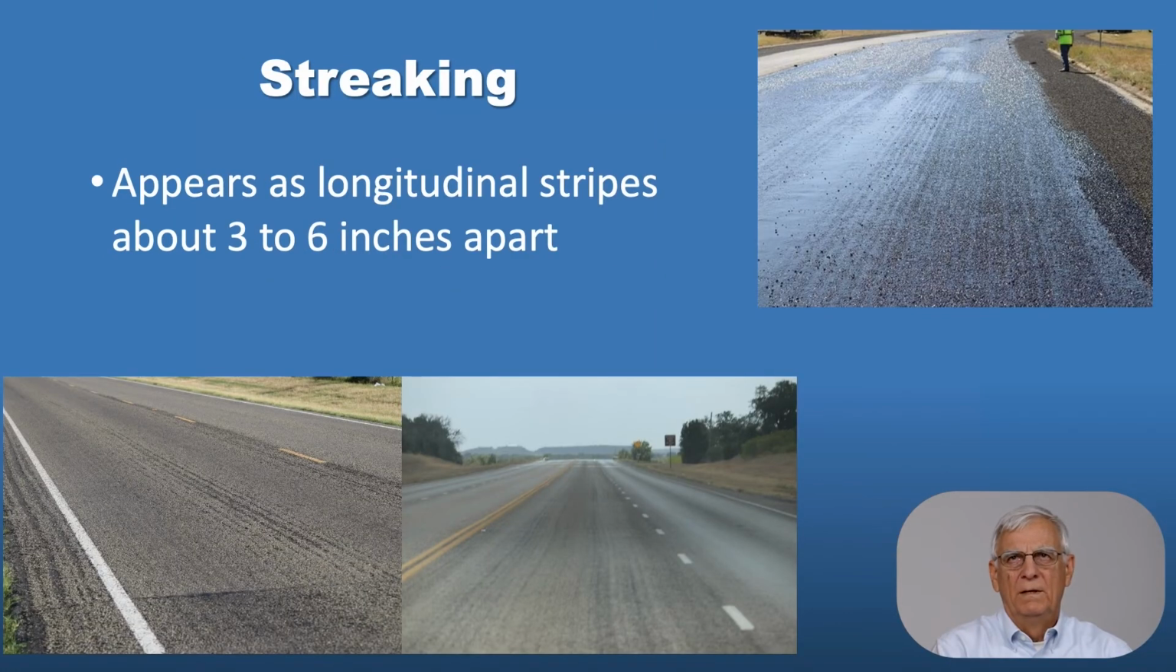Streaking shows up on a number of projects and can be avoided by the things that we're going to be talking about in just a few minutes here. It appears as longitudinal stripes about 3 to 6 inches apart. And these are some examples that we see of longitudinal stripes in the pavements that you see out there in the field. And again, we can prevent these.